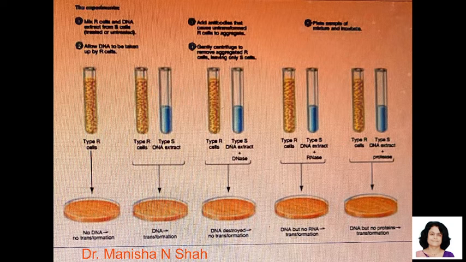So this way they tried to show, by using the selective enzymes DNase, RNase and protease, that whatever transformation occurs is because of the macromolecule DNA, not because of the RNA or protein.